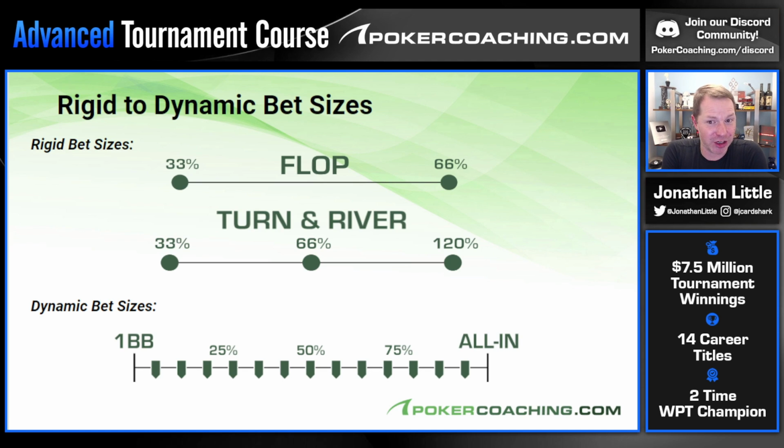On the flop, in the Tournament Masterclass, I recommended 1/3 pot or 2/3 pot bets. And on the turn and the river, I recommended a 1/3 pot, 2/3 pot, or an overbet. Fine. You're going to be doing way better off than most players if you use multiple bet sizes like this. But as Daniel Negreanu studied more and more, he started using dynamic bets and he started losing less. Who'd have thought?